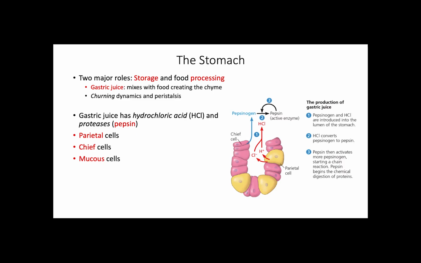Next, we have one of the most important organs in the digestive system, the stomach. This organ serves two major roles: storage and food processing. To aid in food breakdown, the stomach releases gastric juice, which creates the chyme when mixed with food by churning action. The chyme moves by peristalsis while continuing to receive gastric juices. The production of gastric juice involves the secretion of hydrochloric acid by parietal cells and of pepsinogen by chief cells. Pepsinogen is then activated to pepsin by hydrochloric acid.